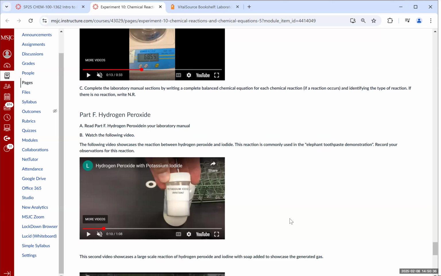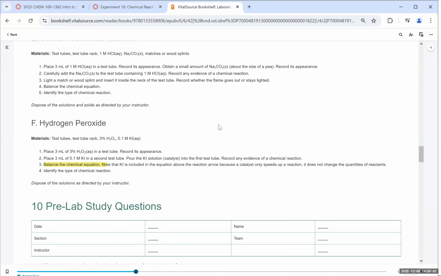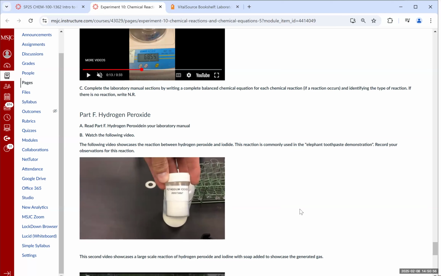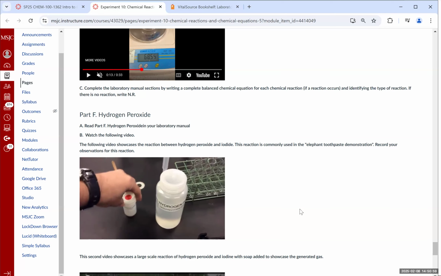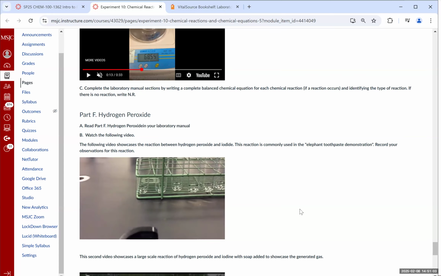Okay, let's now move on to part F, which concerns the hydrogen peroxide. So in this case, we're taking 3 mLs of 3% hydrogen peroxide and reacting it with 3 mLs of 0.1 molar potassium iodide. So let's observe that reaction. In this case, we have the potassium iodide, which is a white solid, and the hydrogen peroxide, which is a colorless solution. And let's see what happens when those two solutions are mixed.